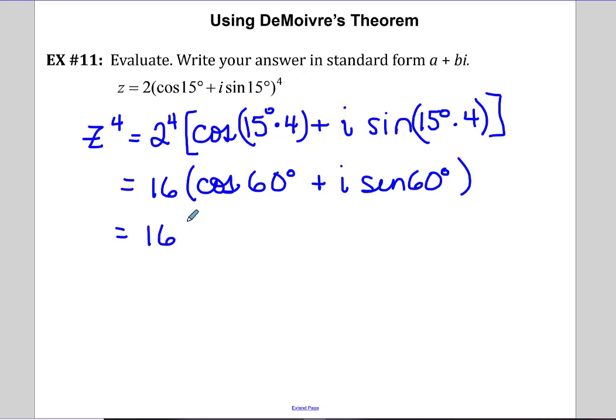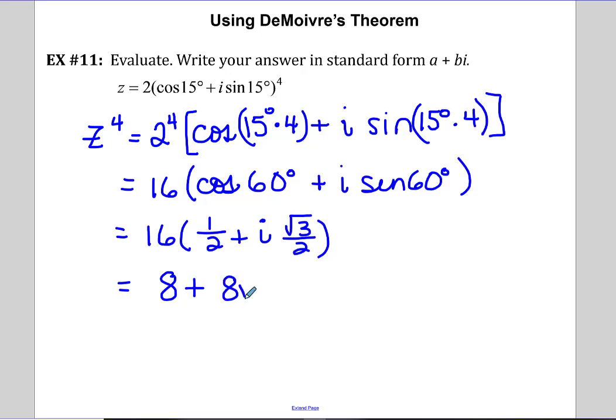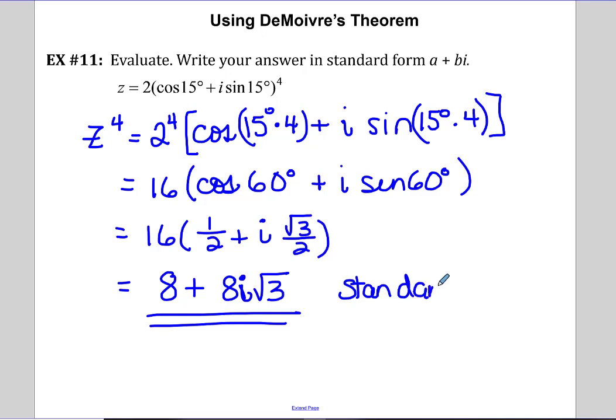So the cosine of 60 is 1/2, and the sine of 60 is radical 3 over 2. So we've raised this complex number to the 4th power, and that 16 times 1/2 is 8, and 8, I'm going to put the I in front of the square root, 8i square roots of 3 for what's called standard form. So we've got rectangular form or standard form in that A plus BI format. So the real part and the imaginary part gives us our z to the 4th power in this case.